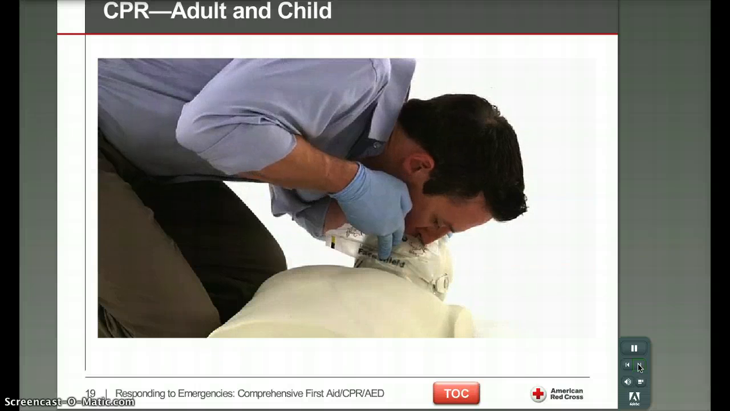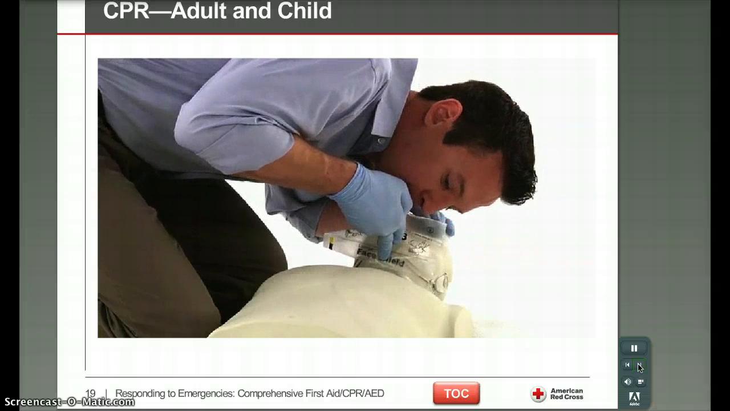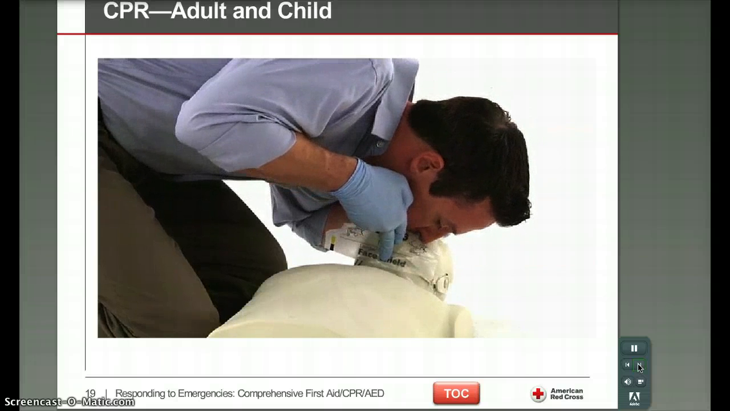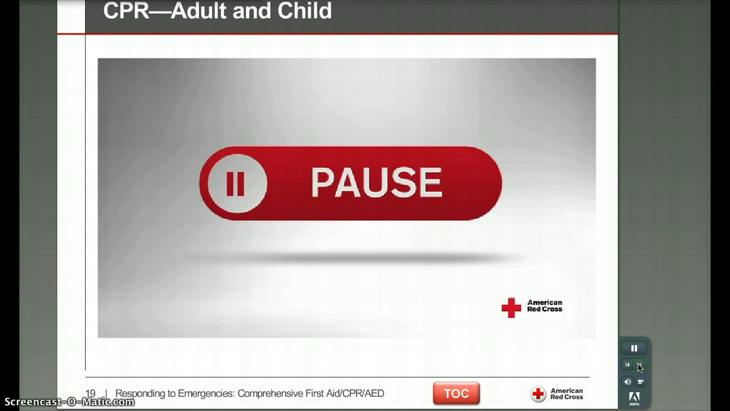Blow in for about 1 second. Watch for the chest to rise and fall with each breath. If the chest does not rise, re-tilt the head and try another rescue breath. Your instructor will pause the video and help you practice giving rescue breaths.